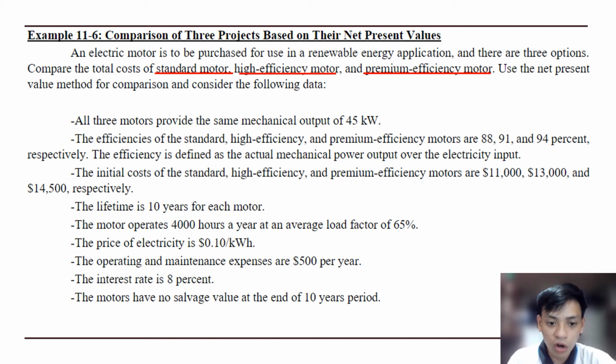The motors will operate at 400 hours at a load factor of 65%. The price of electricity is $0.10 per kilowatt hour. The operating and maintenance cost of these motors is $500 per year. The interest rate is 8%, and lastly, the motors have no salvage value at the end of the 10 year period. It means that at the end of 10 years, the value of these motors is nothing.